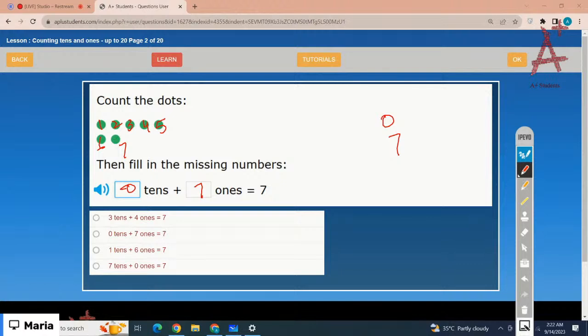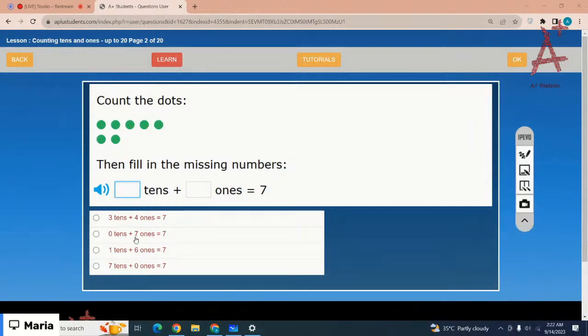The correct option is 0 tens and 7 ones, right? That is option number 2. 2 is the correct option, right? Because you have 0 tens and 7 ones, so that would be the second option, right?